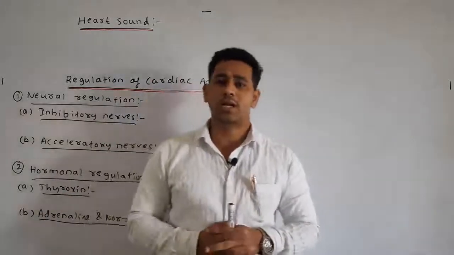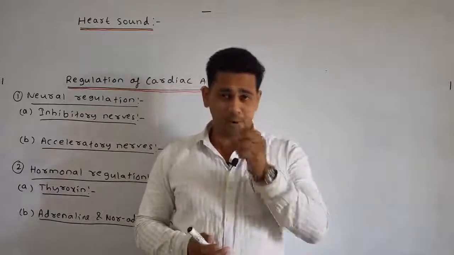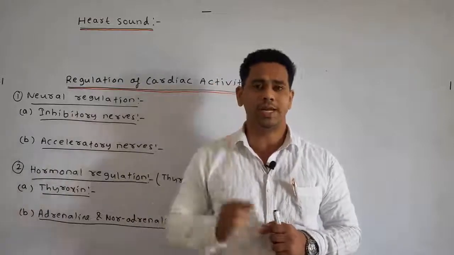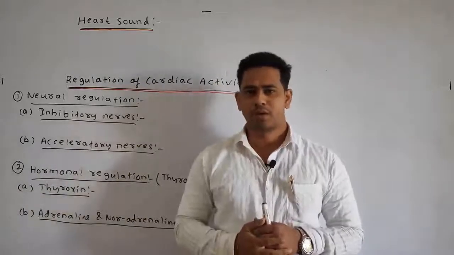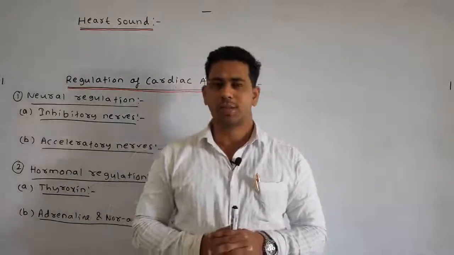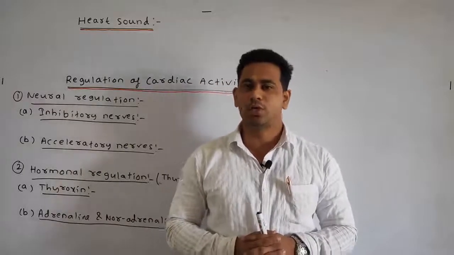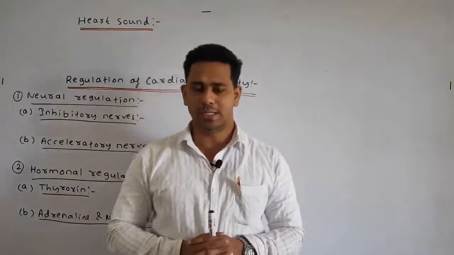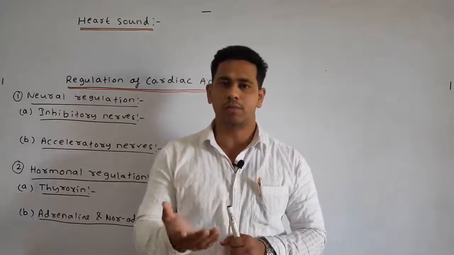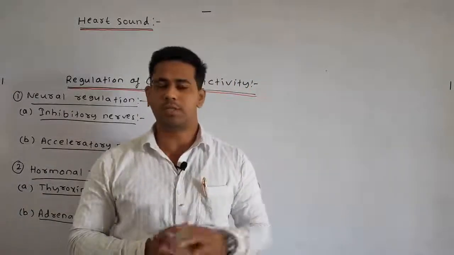Next we discussed the cardiac output, which is the volume of blood pumped by each ventricle per minute. We found the value to be around 5.5 liters per minute. Then we discussed the ECG, an instrument by which we can record the potential difference of the cardiac muscles. So like this we discussed so many points in our previous class.